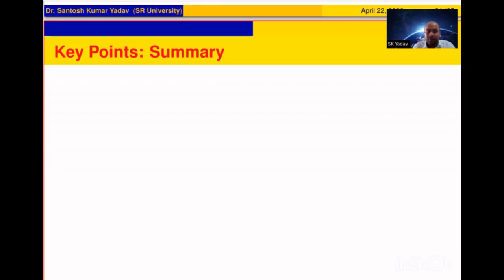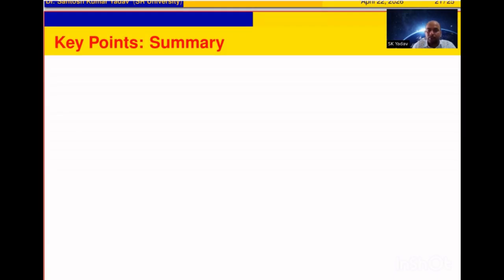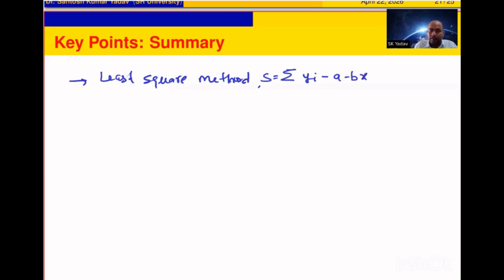Now let us summarize it, and then I will give some practice problems for you to solve. So first, fitting a linear line is done by the least square method. What is this least square method? This error should be minimized, that is, the summation S equal to the sum of (yi minus a minus b xi) squared. This should be minimized.